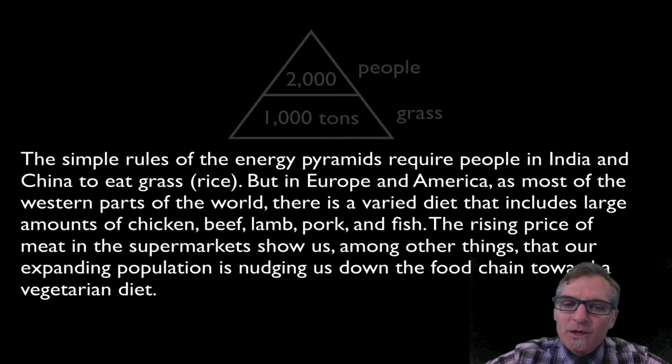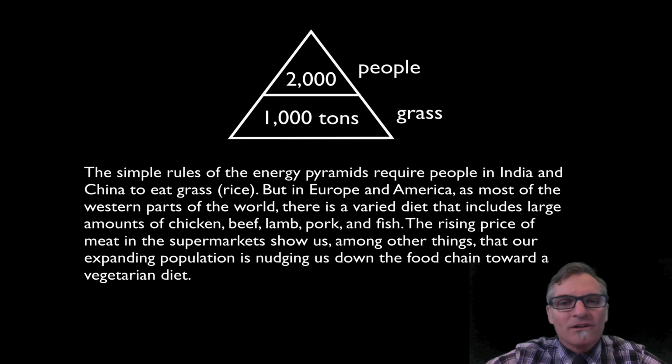Grass is rice. But in Europe and America, as most of the western parts of the world, there is a variety diet that includes large amounts of chicken, beef, lamb, pork, and fish. The rising price of meat in our supermarkets, among other things, our expanding population, is nudging us down the food chain towards more of a vegetarian diet.